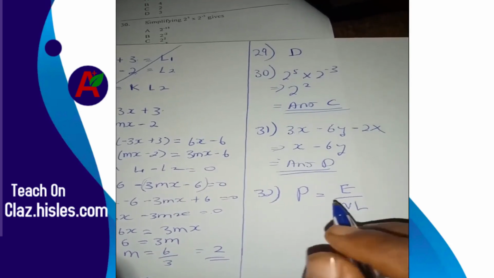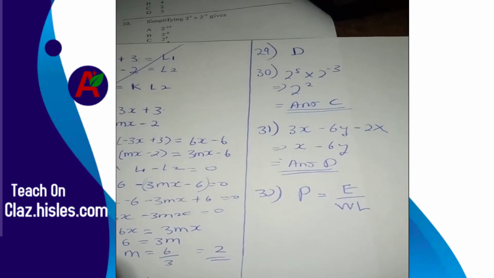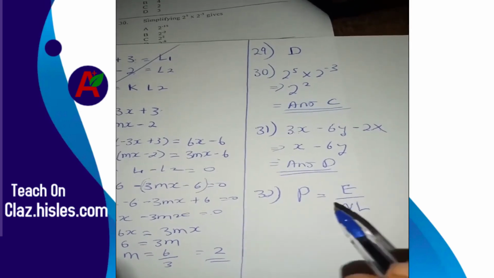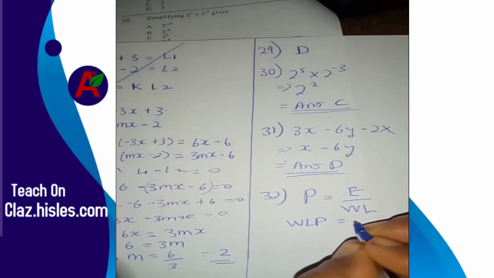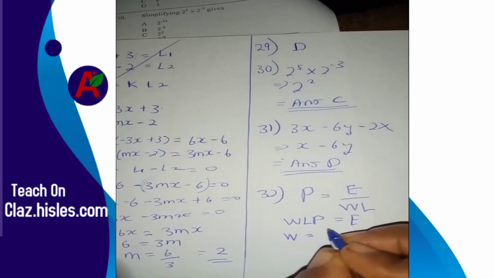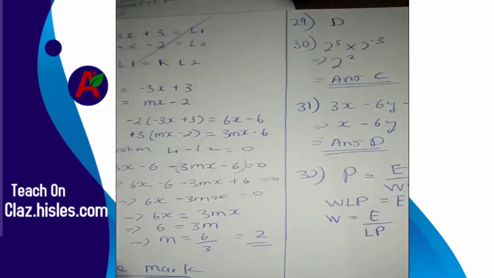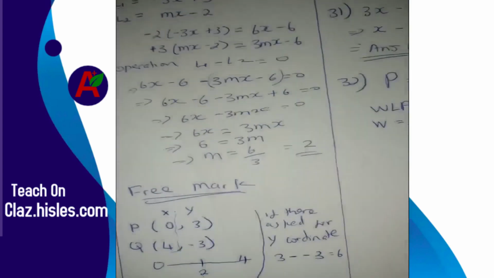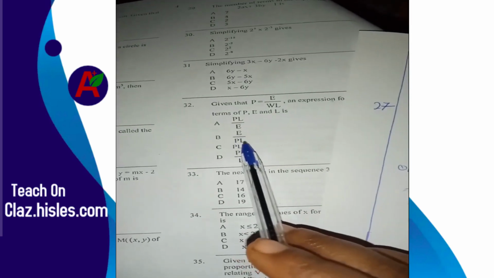So we have to move it from the denominator. If we are moving it from the denominator, the sign changes. If it's a division sign, it becomes a multiplication sign on the opposite side. So what we are going to have is WLP is equal to E. And for W as the subject, we are going to have E as a numerator and LP as a denominator. Do we have this expression among our options for 32? E as a numerator, then LP as denominator. Yes, we have E here and LP.